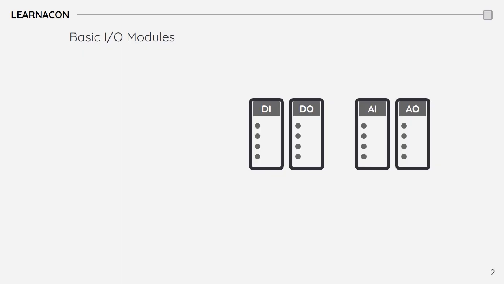A PLC typically interacts with the outside world through input-output signals, or I/O for short. The I/O system provides the physical connection between the equipment and the PLC. I/O signals are divided into two groups of digital and analog signals. Incoming signals are handled by input modules and outgoing signals by output modules.